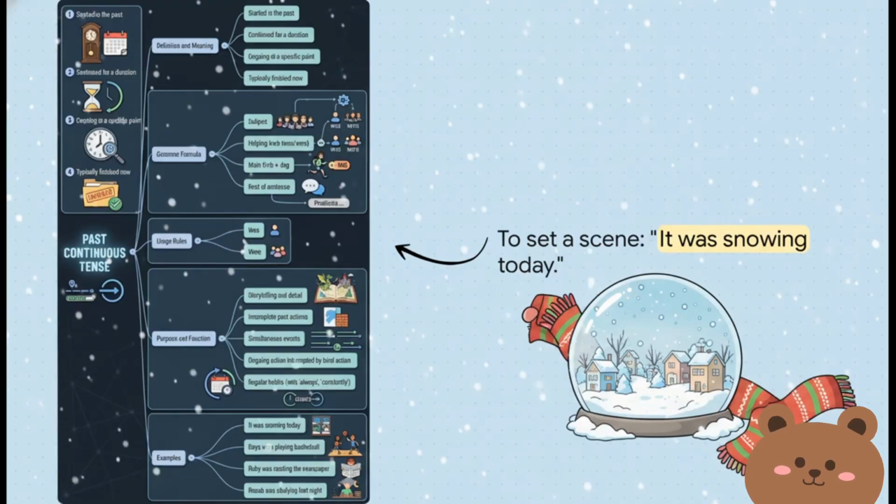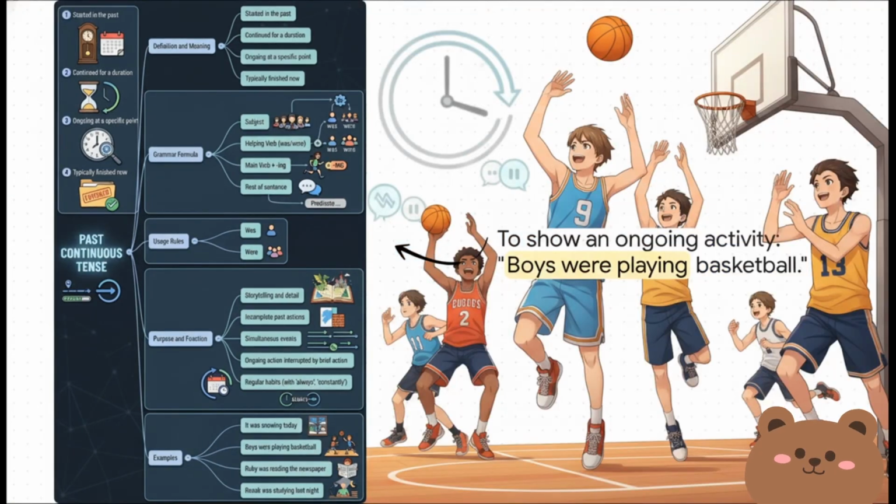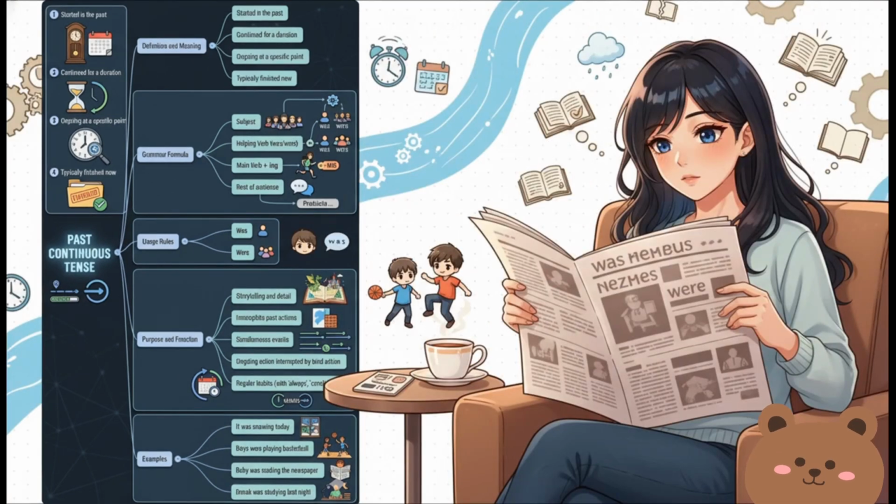First up, setting the scene. It was snowing today. Boom. Simple sentence, but it instantly creates a mood and an atmosphere for whatever story comes next. Next, showing an ongoing activity. Boys were playing basketball. This drops us right into the middle of the action. We're not seeing the beginning or end of the game, just a moment in the middle. Here's another one. Ruby was reading the newspaper. Again, we're focused on the action in progress, not when she started or when she finished.